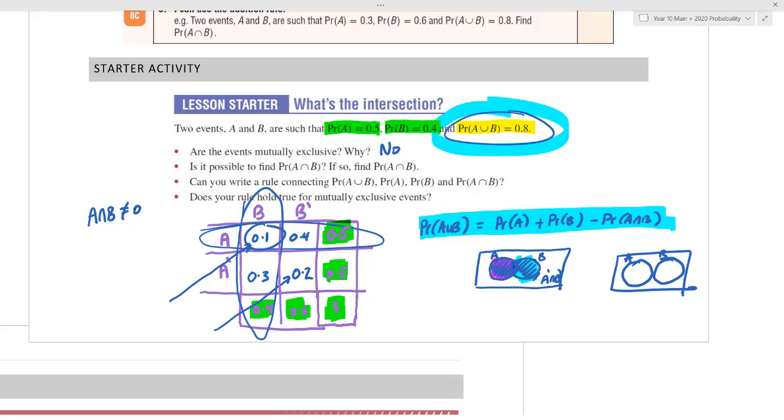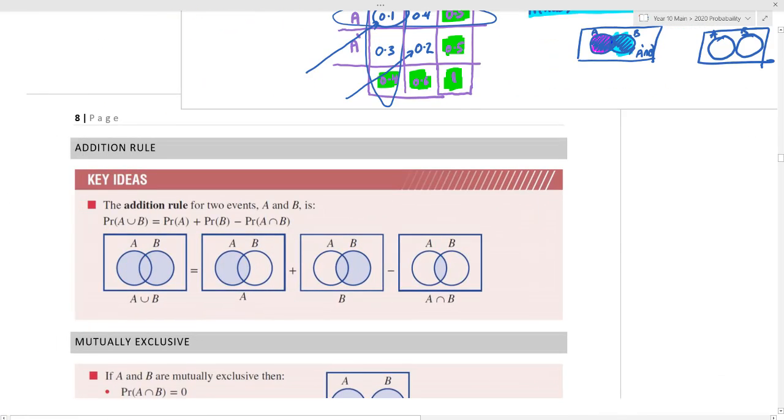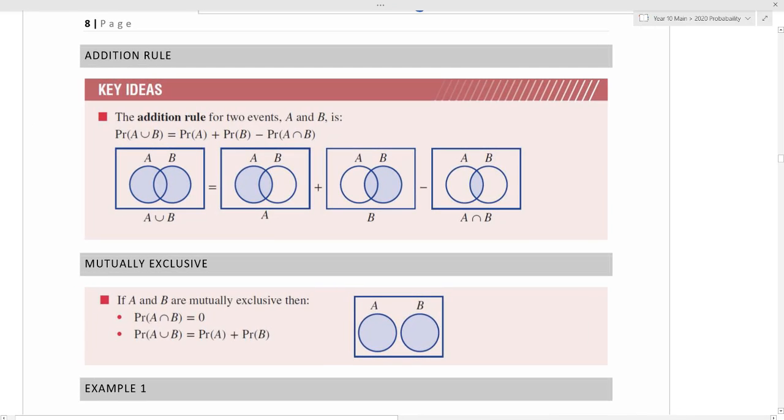We could answer all sorts of questions, such as finding the rule connecting A or B, and the probability of A. We could answer all of these questions from the two-way table now, looking at the columns and the rows.